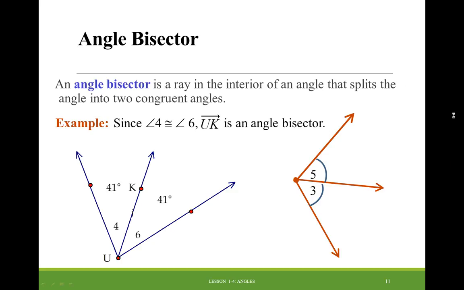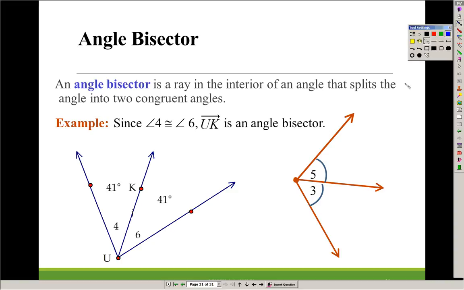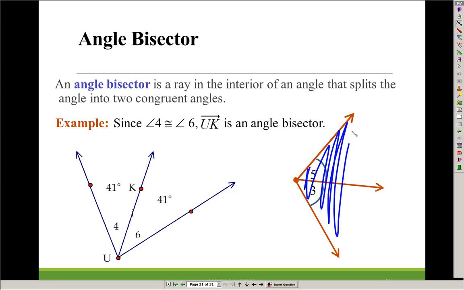So right now we're going to ignore this. So don't pay attention to this. What we have here, since angle 4 is 41 degrees and angle 6 is 41 degrees, then ray UK is an angle bisector. This here is an angle bisector. It cuts it into two congruent halves.